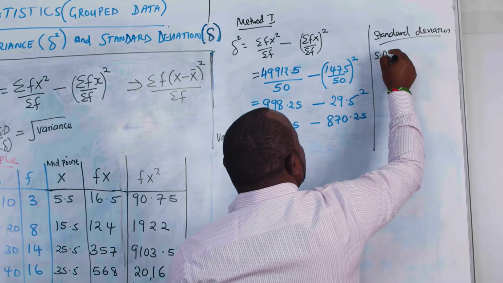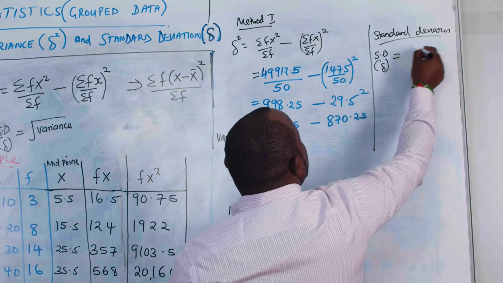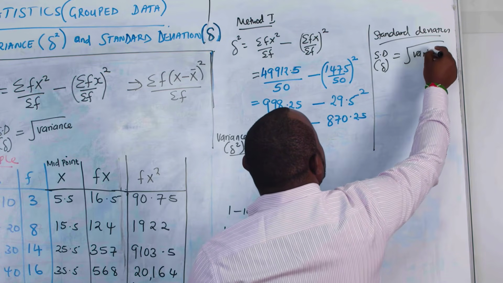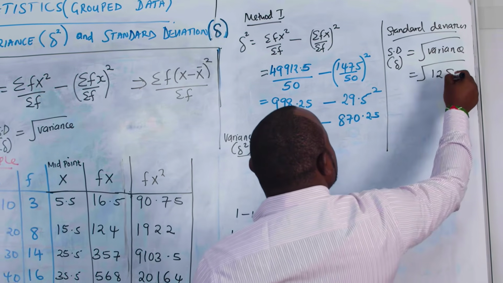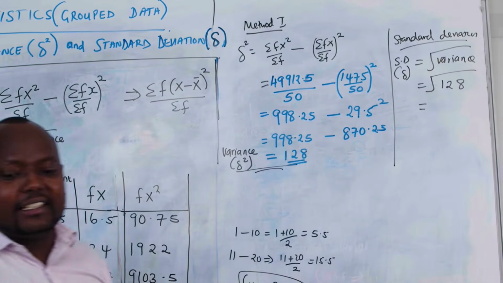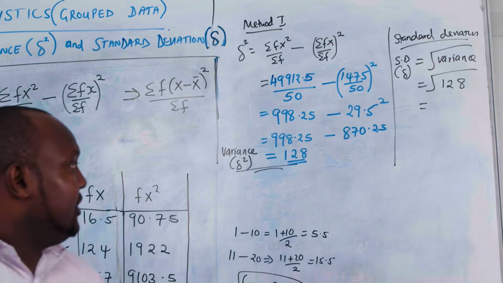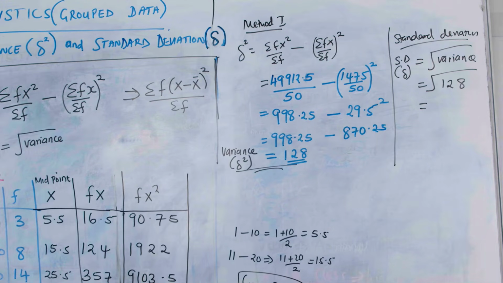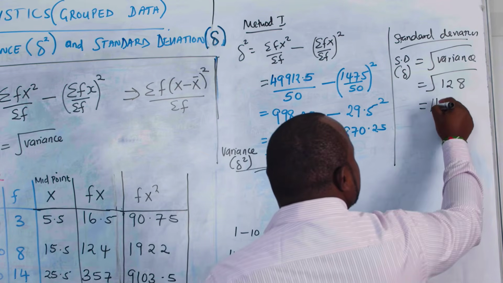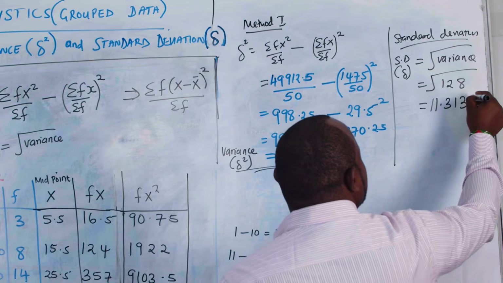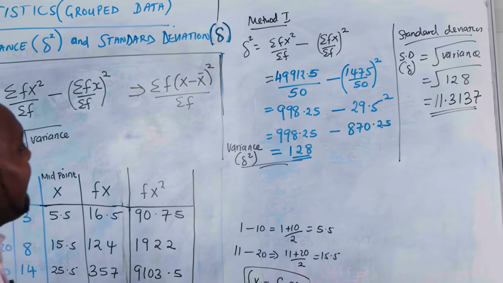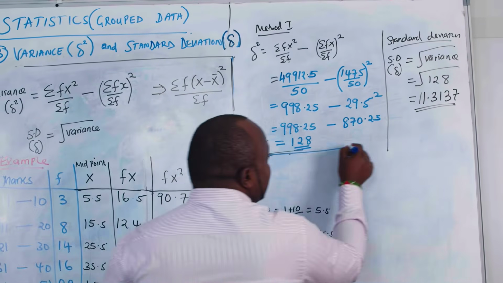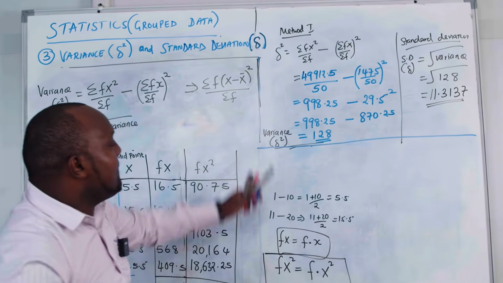So if you want to get now the standard deviation, SD, we said we can use sigma. It's just the square root of variance. So this one will be just the square root of 128, because we have already gotten the variance. So I think that one will be 11 point something, 11.3137.